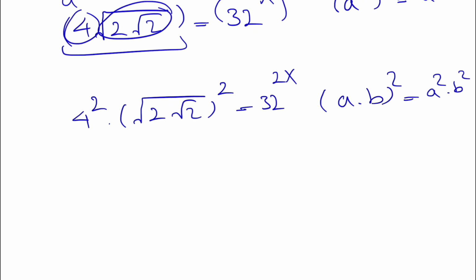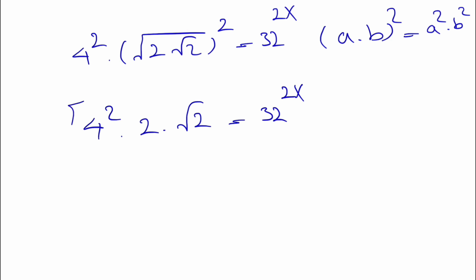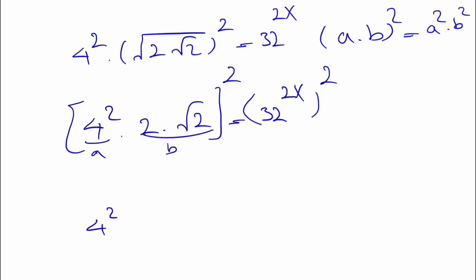So on the left side, what we get is 4 squared times 2 times the square root of 2 is equal to 32 to the power of 2x, and we have one more square root. If we raise each side to the power of 2 one more time, we can get rid of the square root, and we're good to go to find the x. So we'll have the same thing. We can call this one a, this one b, which means 4 to the power of 2 to the power of 2, times 2 times the square root of 2, to the power of 2, is equal to 32.